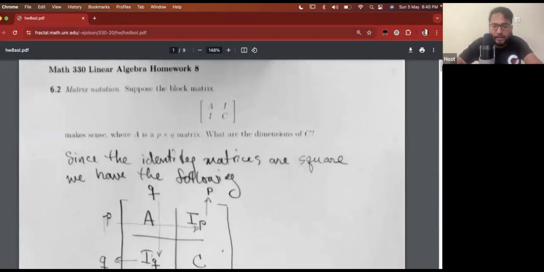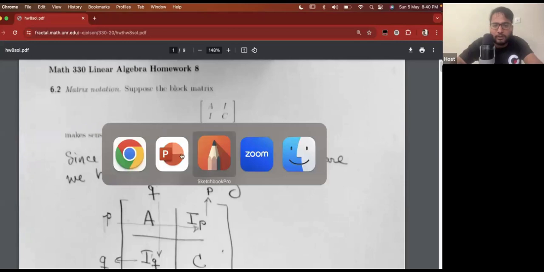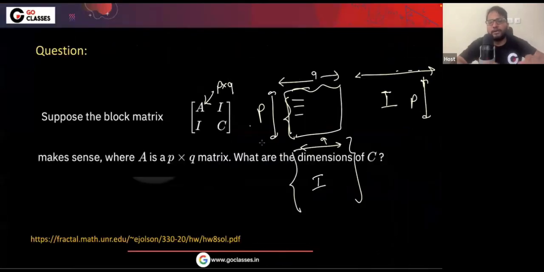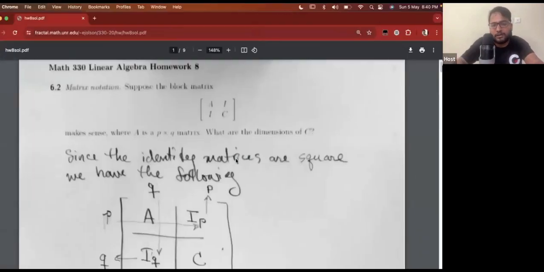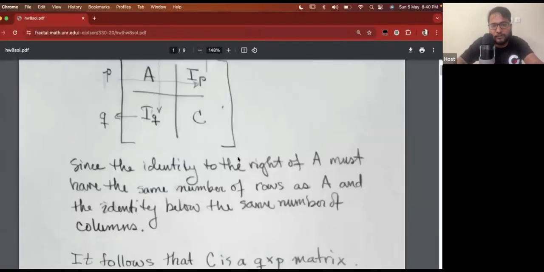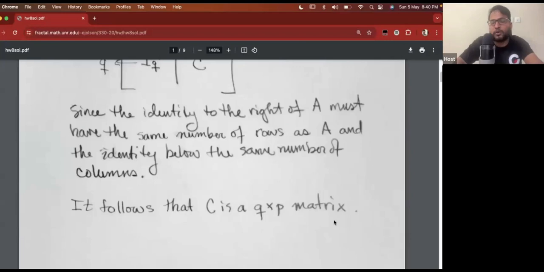Sorry, this I is an identity matrix. So if I is an identity matrix, it will be a square matrix also. If I know this is P, then this is also P. If I know this is Q, then this is also Q. Because this must be a square matrix, the number of rows is Q and the number of columns is P. So it must be Q cross P. The answer is Q cross P. Let's check the answer in the original source. Yes, C is Q cross P.